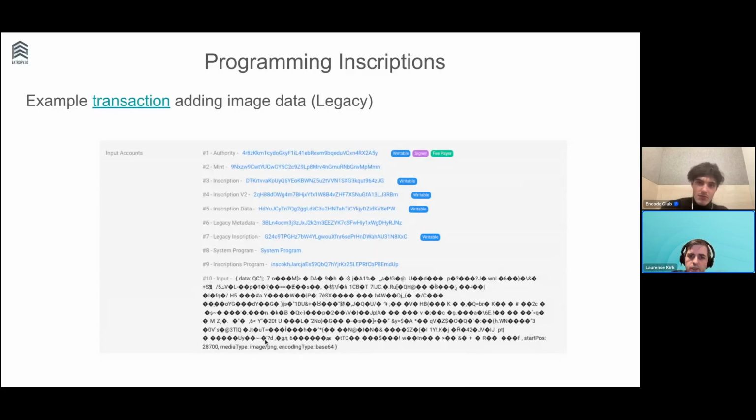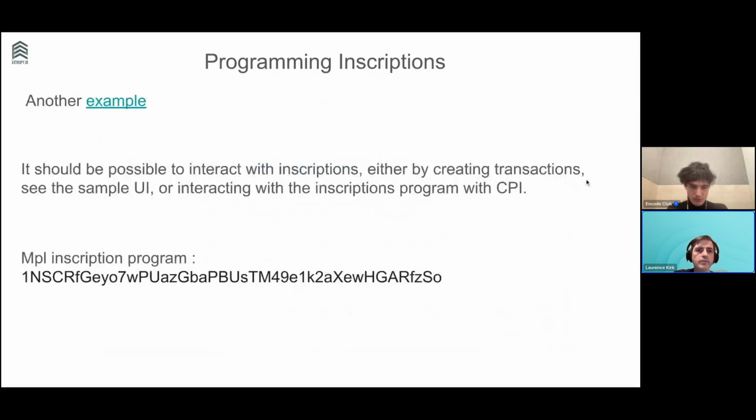So this is the image, the PNG that is going in for this particular inscription. They're using this to store some data on chain. Okay. And there's another example there if you want to follow that link.